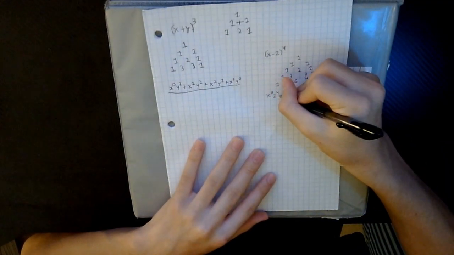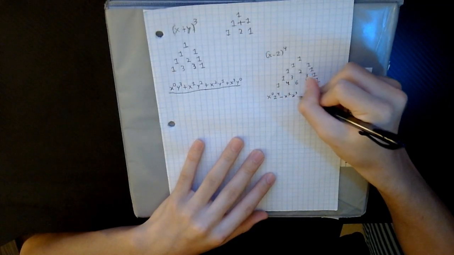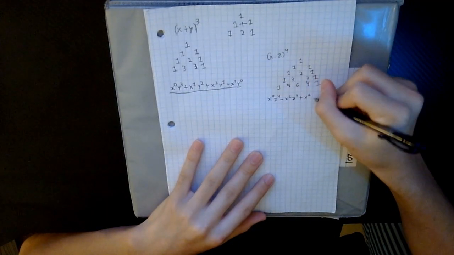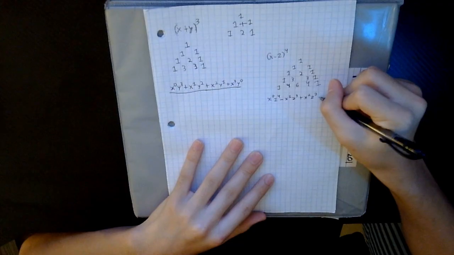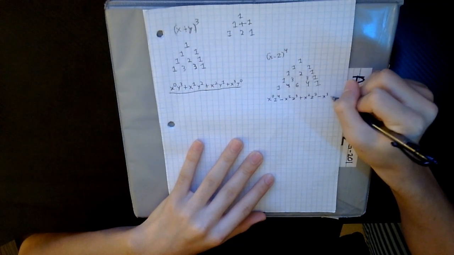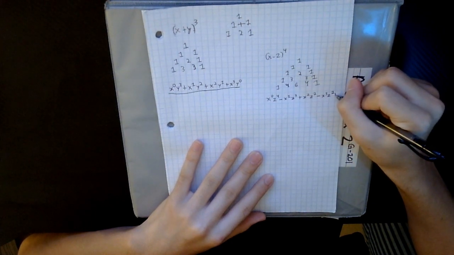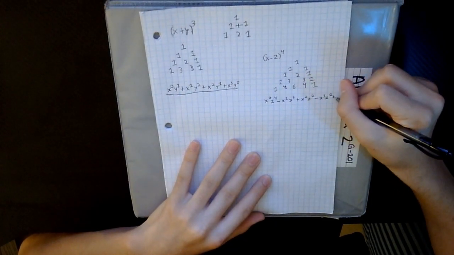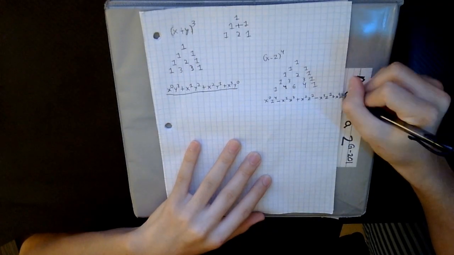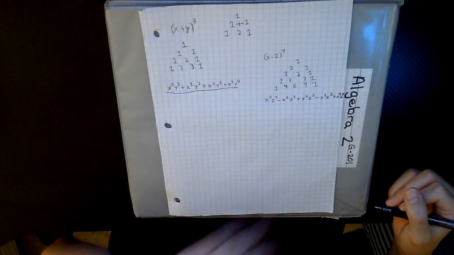So the first one is minus. Then we do x1, z3 plus x2, z2 minus, and then x3, z1 plus, and then that's x4, z0. Just like that.